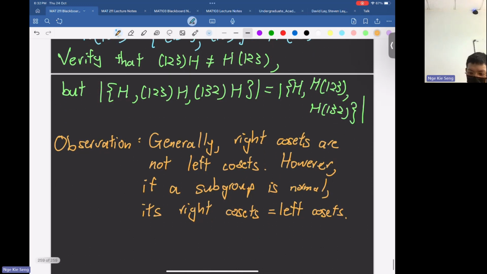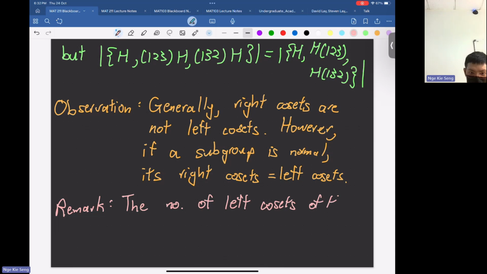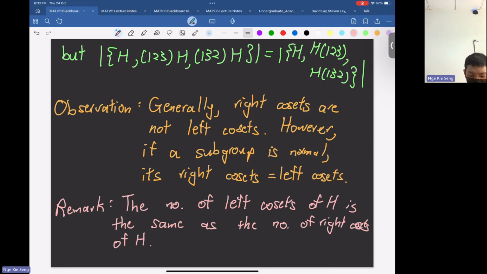All right. So I put another remark about the number here. The number of left cosets is always the same as the number of right cosets. It's always the same. How to prove it? You should prove that.